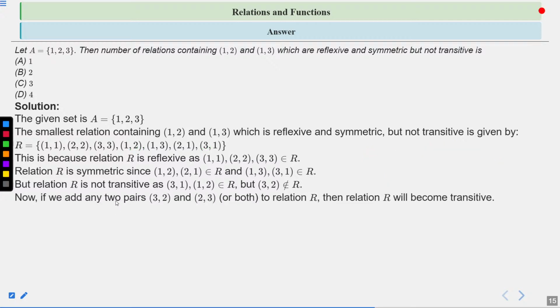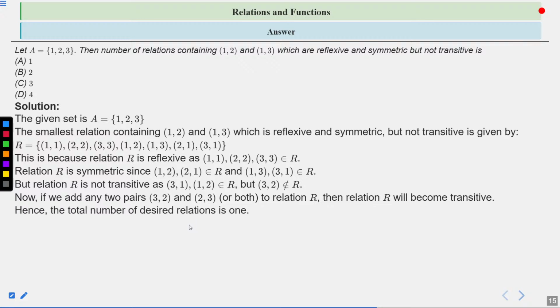Now if we add the pairs (3, 2) and (2, 3) to relation R, then R will be transitive. For symmetry we could add (3, 2) and (2, 3), but when we add them, the relation R will become transitive also. But we have to find a relation that is reflexive and symmetric but not transitive. So we cannot add (3, 2) and (2, 3). Got it?